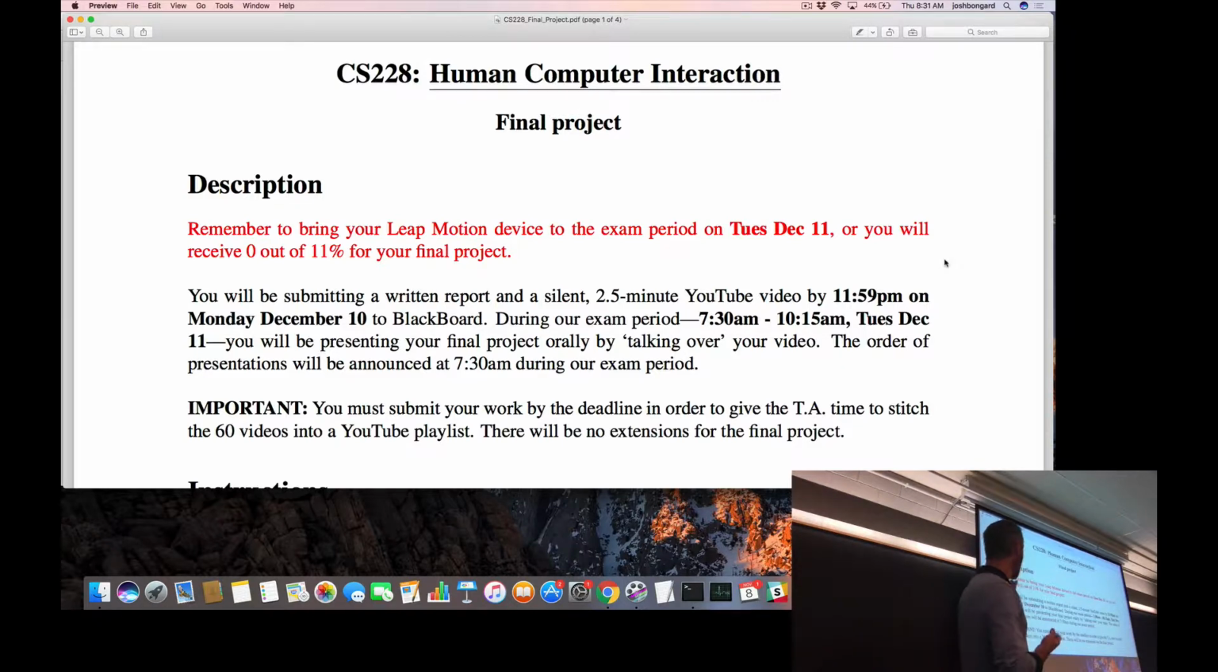Okay. So please, please, please do make sure to bring the Leap Motion device. If we don't get it back, you don't get a grade for the final project. Fair? Okay. All right. So let's talk about the final project. There are 3 parts to the final project. We're going to talk about those 3 parts.